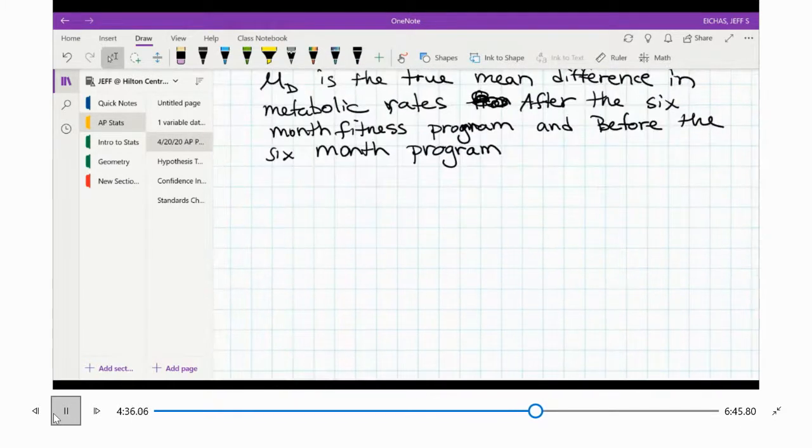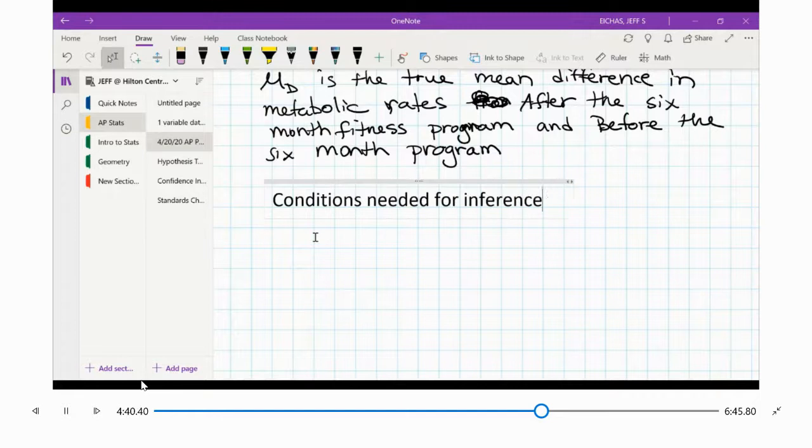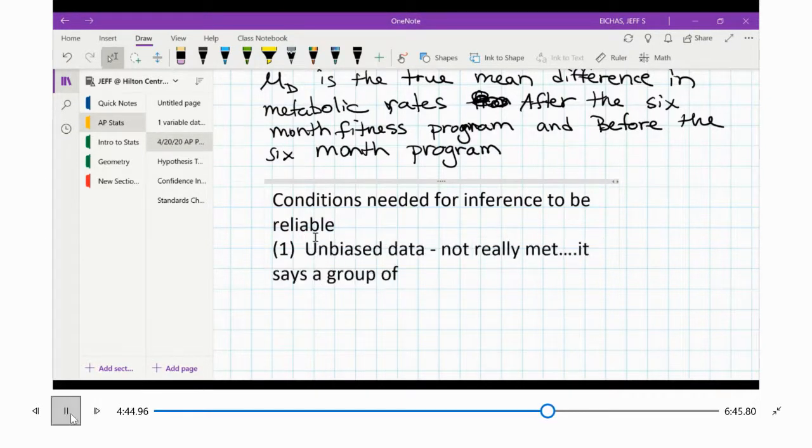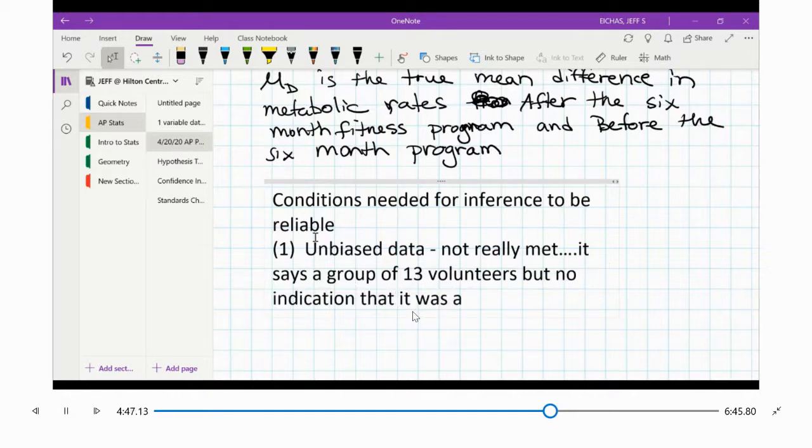Okay. So now we go to what? Conditions, probably? Yeah, conditions next. Unbiased data. Unfortunately, it doesn't say that. It's 13 volunteers. Here's the issue that creates. I'll slow down a little bit. When you don't have a simple random sample, who knows? Maybe you've already taken people that are fit and put them through a program that's not as good as the one they're in. It could actually decrease their metabolic rates.